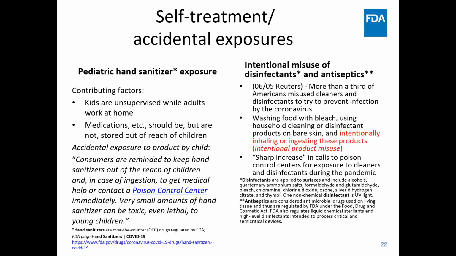And then also the sanitizers need to be kept out of reach of children because in case of ingestion, small amounts can be very toxic to young children and also pets.